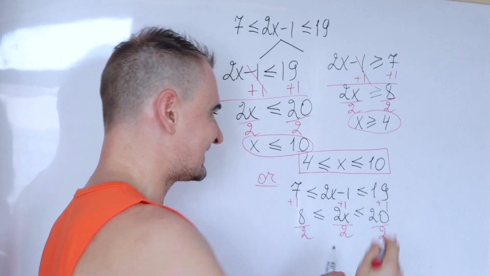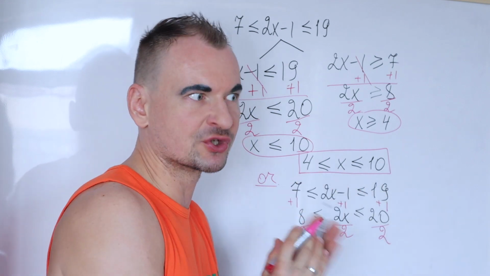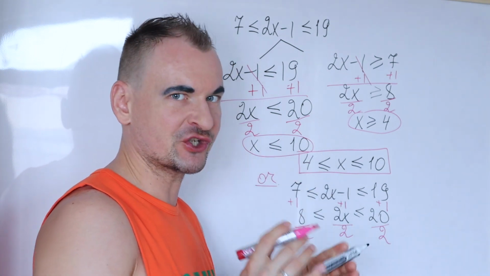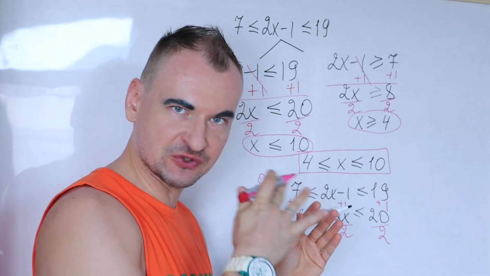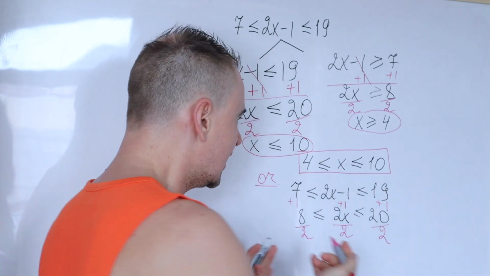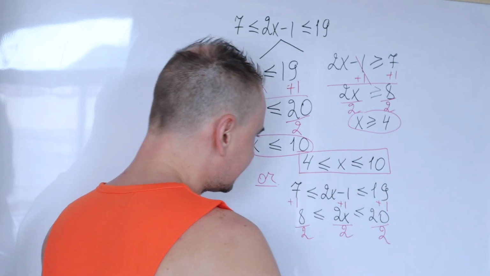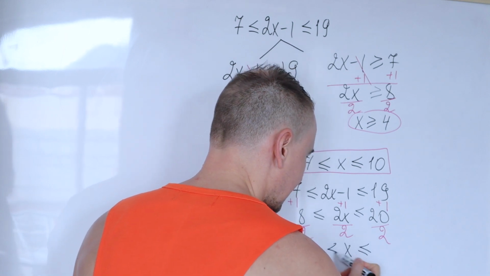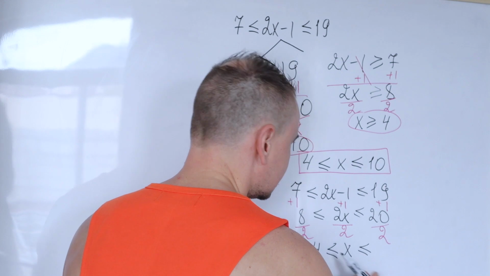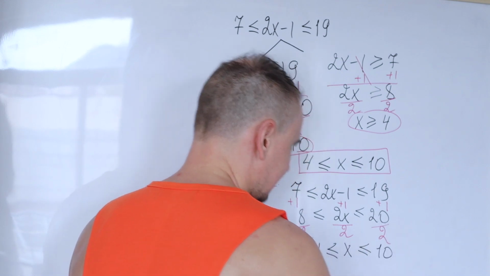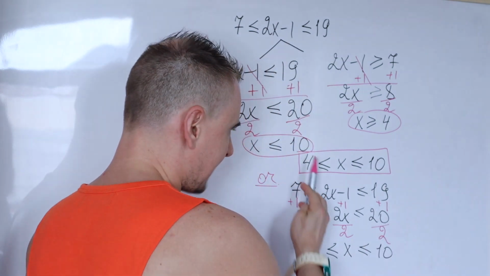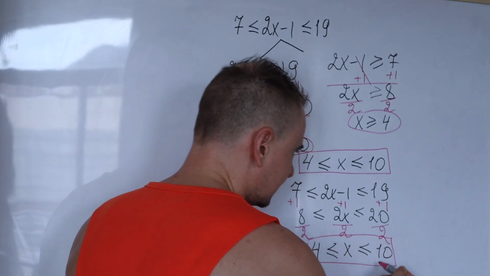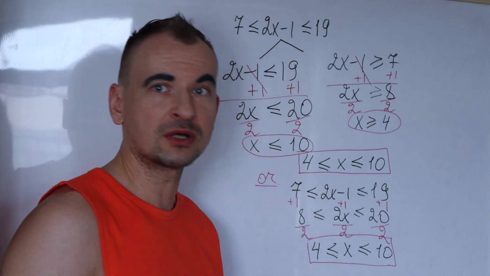But we do this to all these sides, left, right, and middle, because we don't want to change the overall value of your inequality. So what we do to one side, we have to do to the others. Keep it balanced. And you would be left with x, 4, and 10. That basically was expected. It's precisely the same answer as we had before.